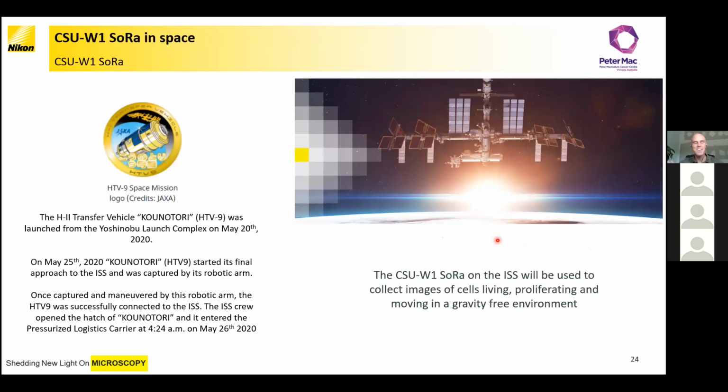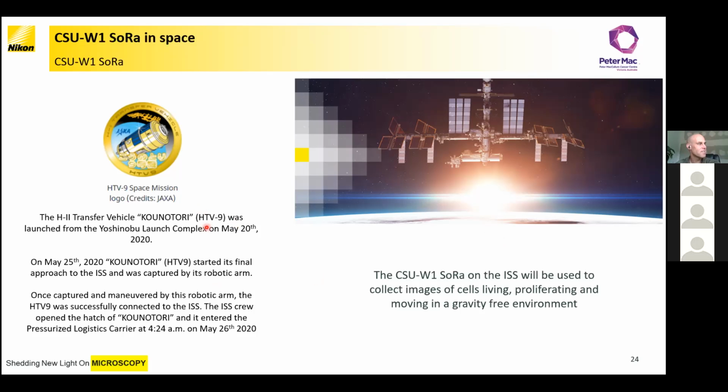As I was digging into how many systems there were and how many publications were coming out of it, I came across this, which I thought was quite interesting and possibly worthy of sharing. So not only are scientists on Earth using the SoRa to generate research, there's also now a SoRa on the International Space Station. And I thought this was pretty cool, so worthy of sharing.